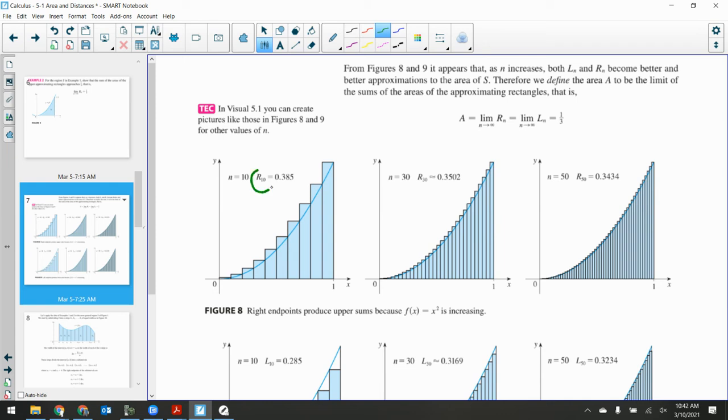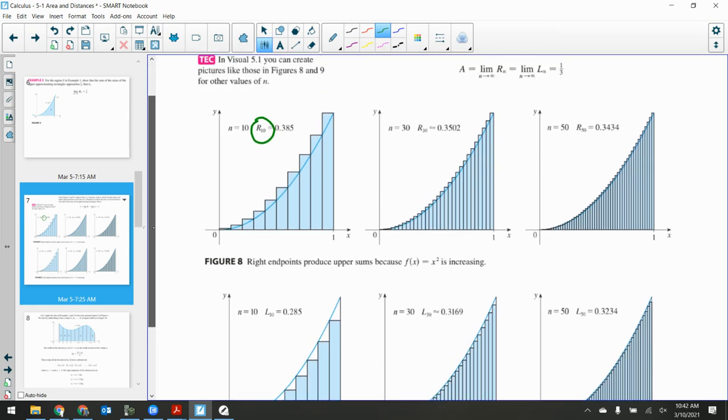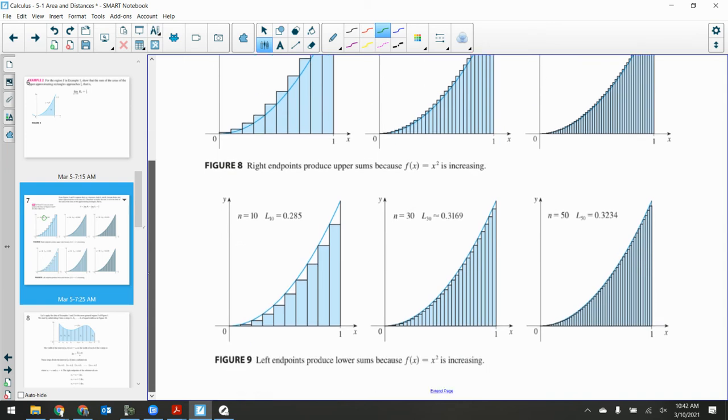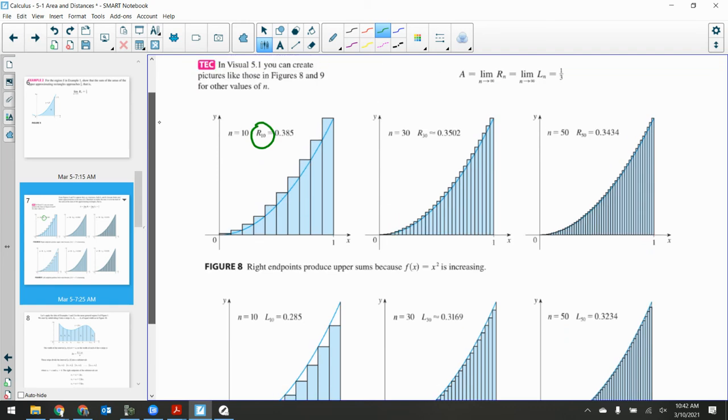Usually the subscript on R, look at that notation, the subscript on R is how many intervals you're using. That's the right side approximation. Take a look at the left side approximation. Same thing using 10 intervals, 30 intervals, 50 intervals. Now, left side approximation, is that still an underestimate? Yes. Is the right side approximation still an overestimate? Yes.